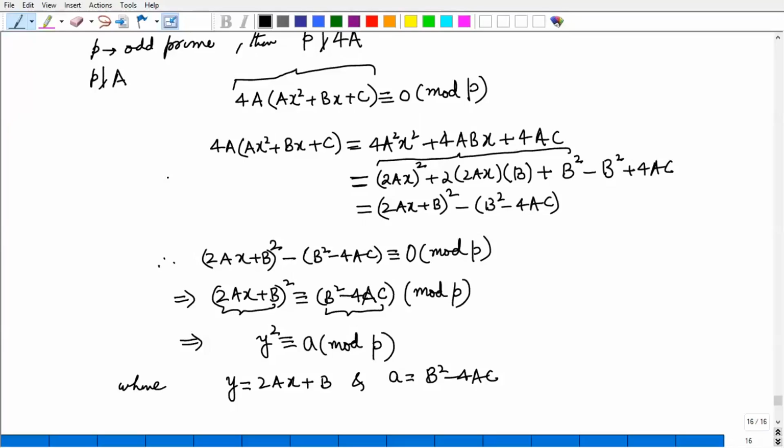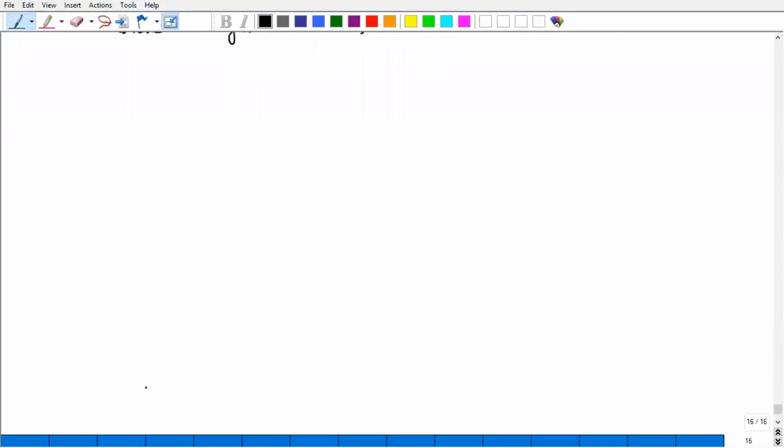If you look at one example: three x square plus 7x plus 5 is congruent to 0 modulo 13.